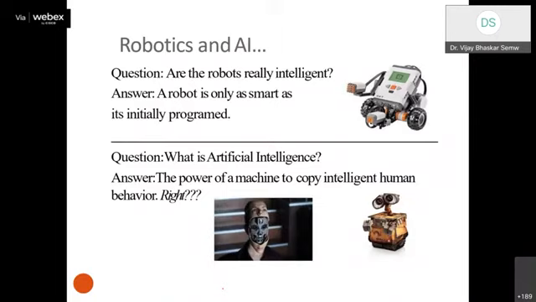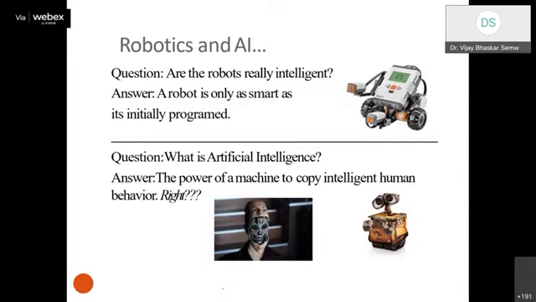Human beings have emotional quotient. Human beings have decision making capability to a certain extent. Now the question comes: what is artificial intelligence? What is intelligence? Is it the behavior performed by human beings in unknown or difficult environments? That is what we call intelligent behavior that human beings perform.